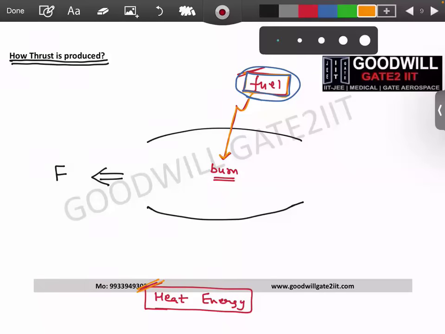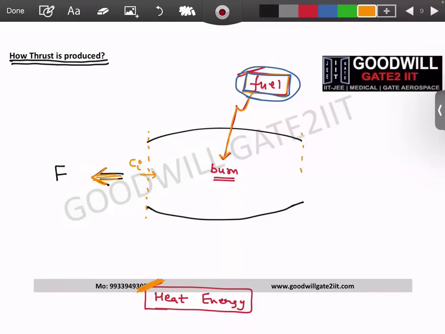But the problem is we don't want high temperatures. Heat energy means you are burning fuel, high temperatures. Your intention is not to produce high temperatures. What you want to produce is thrust. How is thrust produced? I told you, at the inlet your velocity is very low, and at the outlet your velocity is very high. And this change in momentum will give you a push, a kick in the forward direction.